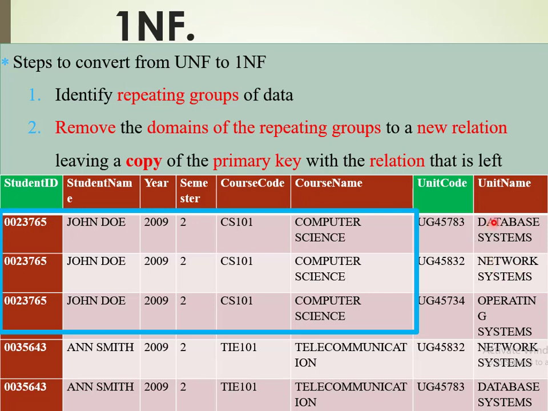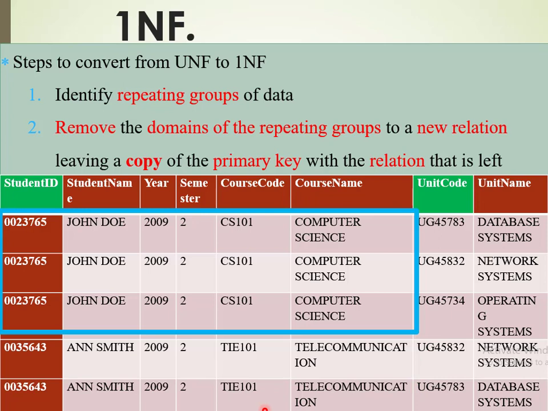Step number 1, we need to check if there are any repeating groups of data from this particular relation. And as you can see, we have repeating groups of data. We have this one as the first repeating group of data, and then we have another one here as a repeating group of data. In a previous video, I've explained what we mean by a repeating group.